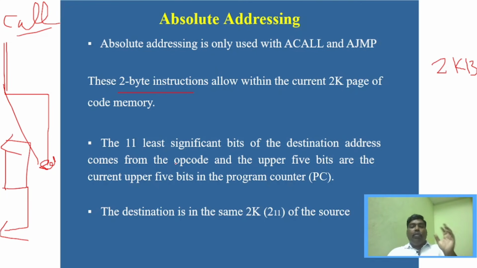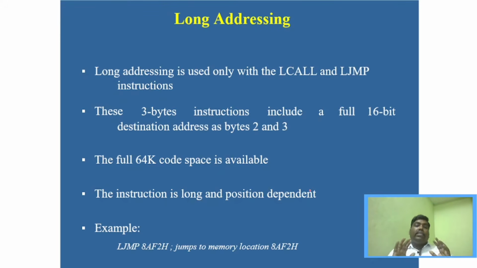For absolute addressing, we will use an 11-bit address, out of which the 11 least significant bits come from the opcode, and the upper 5 bits are the current 5 bits of the program counter. And what is long addressing? Long addressing is the same thing as absolute call and absolute jump, but here it is called long call and long jump. That is, it is not only internal memory, we can go for the complete 64 kilobyte program memory, that is external memory. The complete external memory can be accessed.